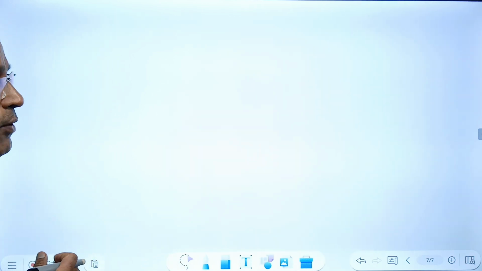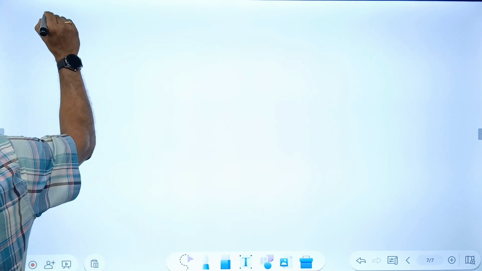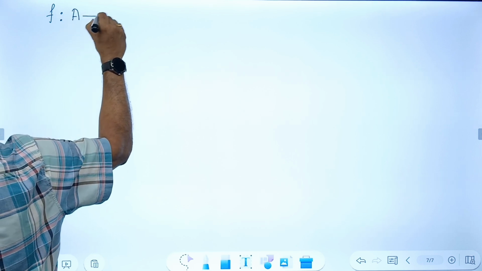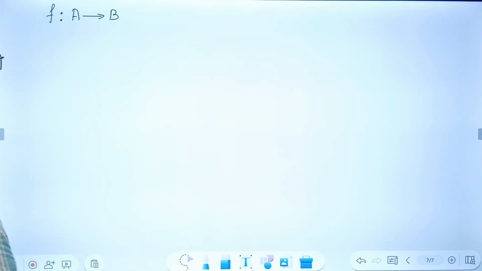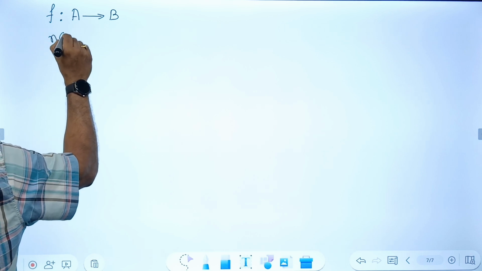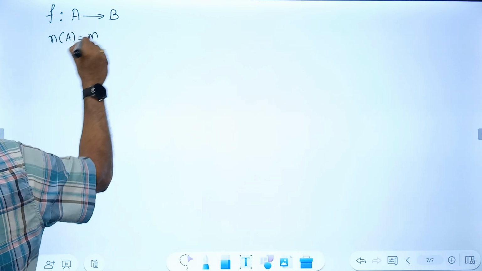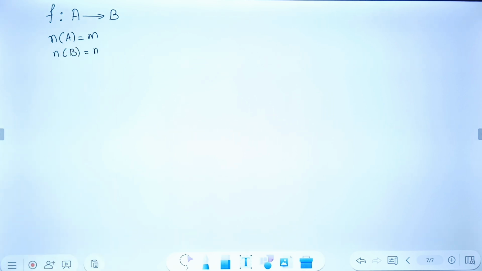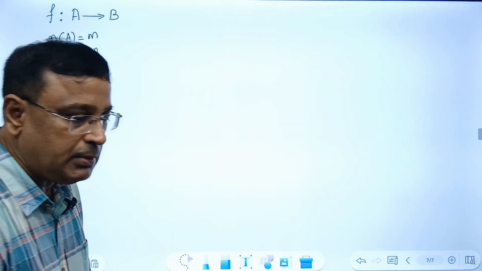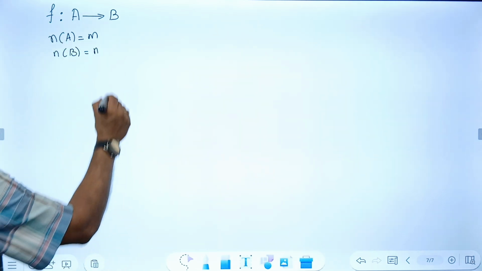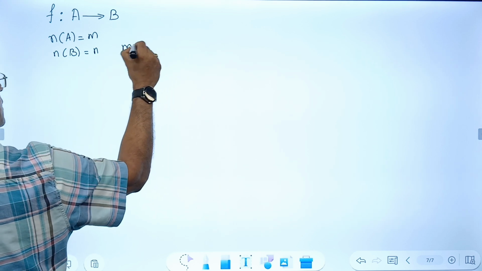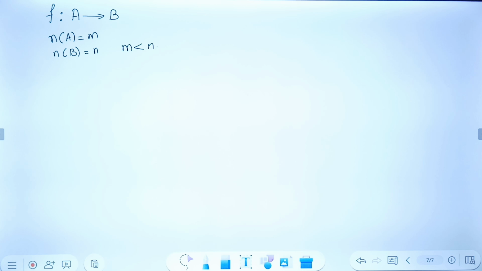Now we have to talk about the number of one-to-one onto functions. Let us assume that f is a function from A to B. The number of elements in A is m and the number of elements in B is n. Suppose m is less than or equal to n. First let's talk about less than. If m is less than n.